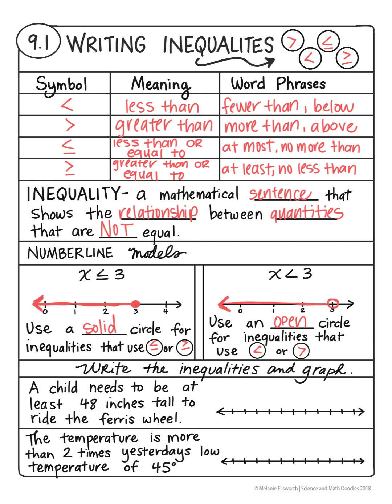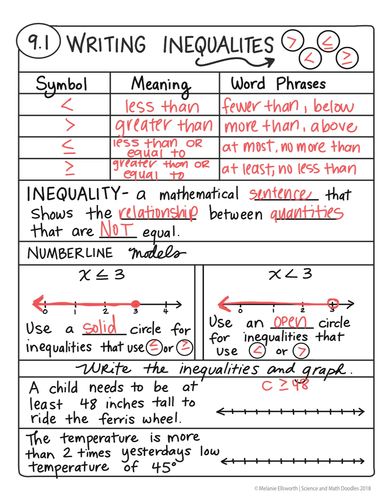Okay, so my example says that a child needs to be at least 48 inches tall to ride the Ferris wheel. So what does that mean? At least 48 inches. Okay, it means that they've got to be exactly 48 inches or taller. So that means greater than. So what my inequality will look like is C, the child, has to be greater than or equal to 48 inches. Okay, they can be exactly 48 or they can be taller than 48, but they can't be anywhere less than.